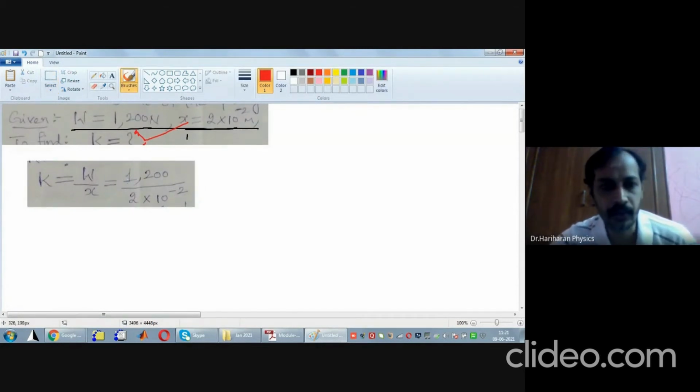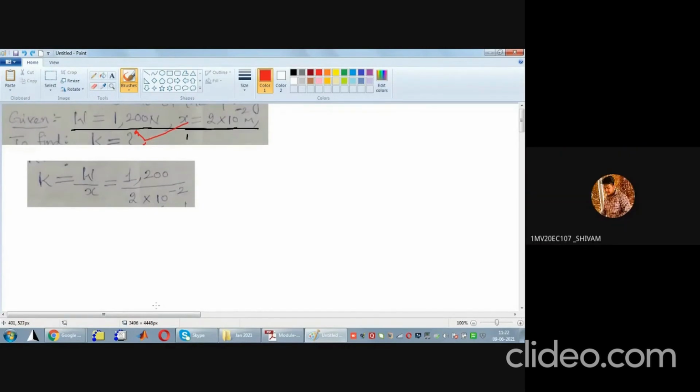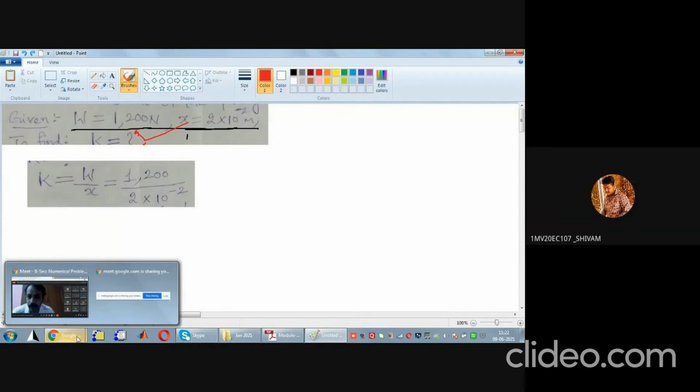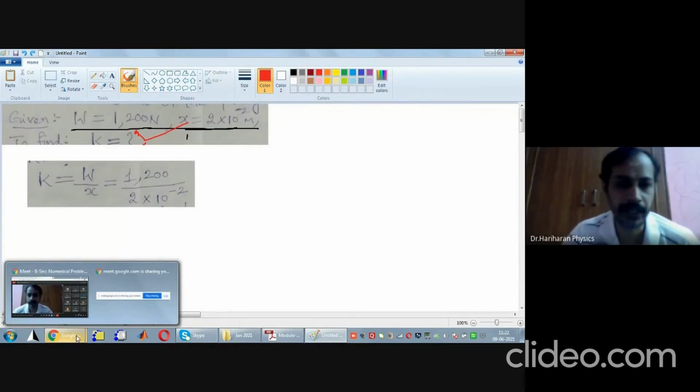Okay, 1200 is already in newtons. Then 2 into 10 power minus 2 is already in meters. Now will someone work out and tell me what this answer is going to be? So 6 into 10 power 4. Okay, correct. I think it is clear.